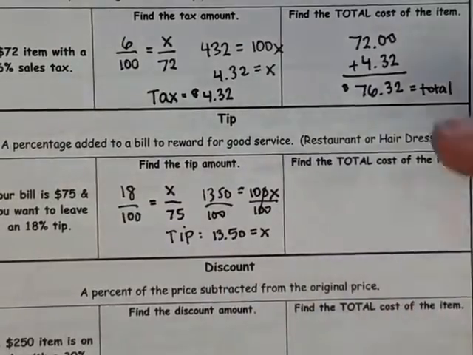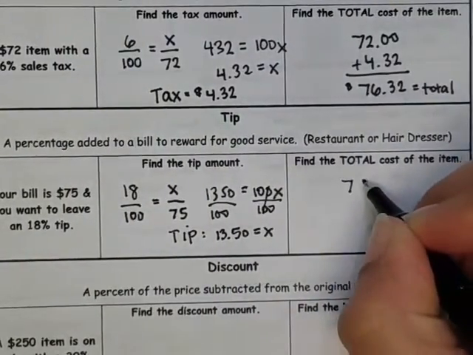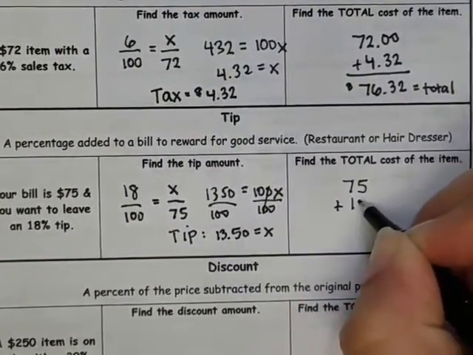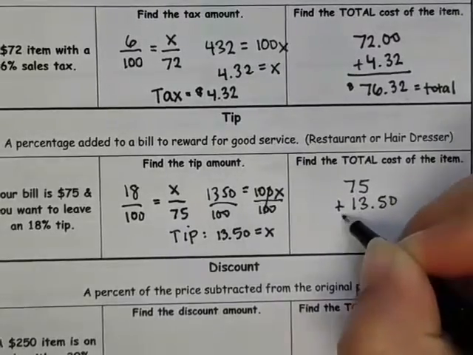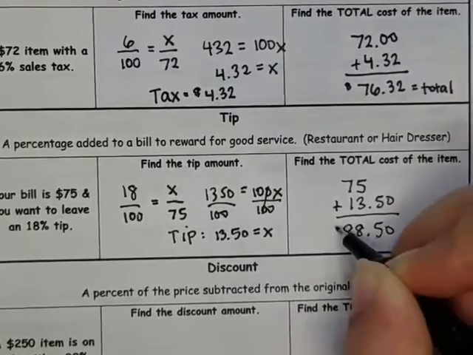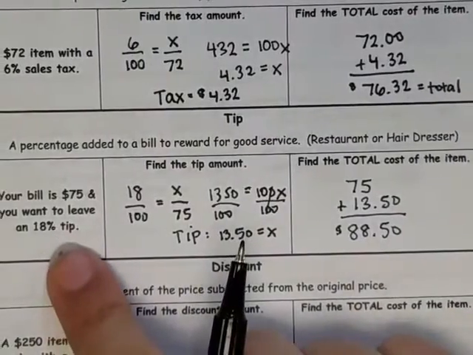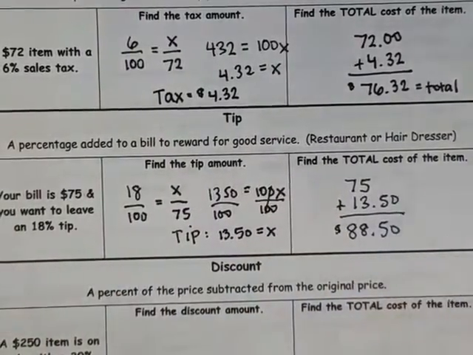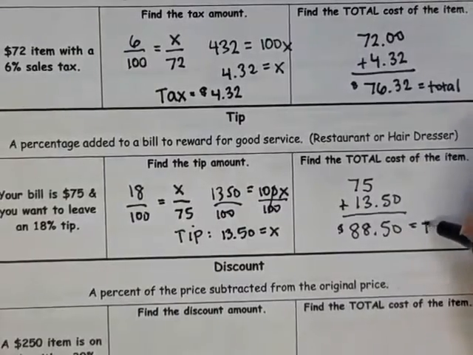So now we need to get our total. Our bill was $75, but then we want to leave $13.50 on top of that. So that gives me $88.50. Now again, this problem did not include tax, so we're not going to worry about that for just this problem, okay? So that's our total.